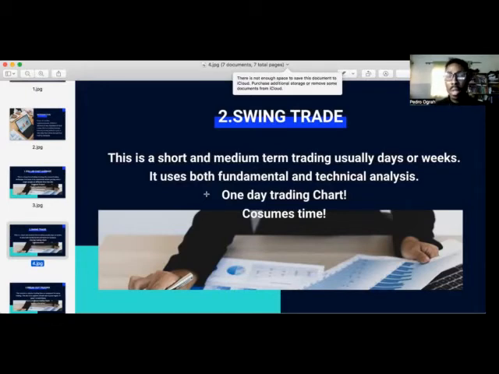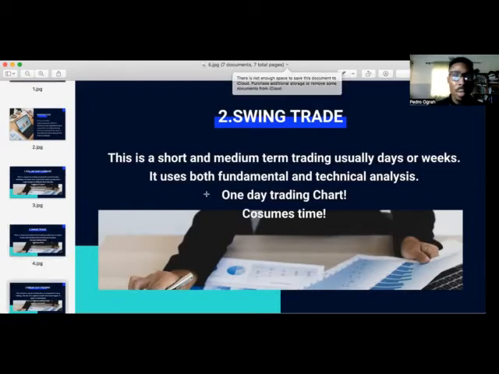So the key term in swing trading is the one-day trading chart. If you want to study for swing trading, you just consider a one-day trading chart. If you go to any of your trading sites or exchanges, you have the one-day trading chart, you have the 1 month, the 1 year, 5 minutes, 10 minutes and so on. So in swing trading, you focus on just the one-day trading chart. Another thing you need to understand is that swing trading consumes more time compared to dollar cost average trading.